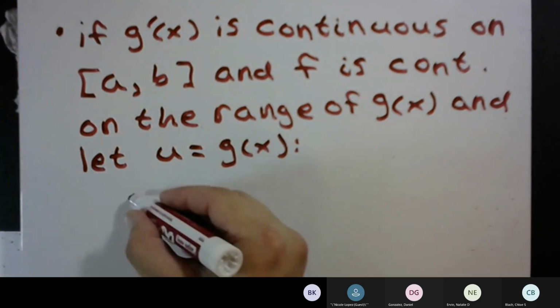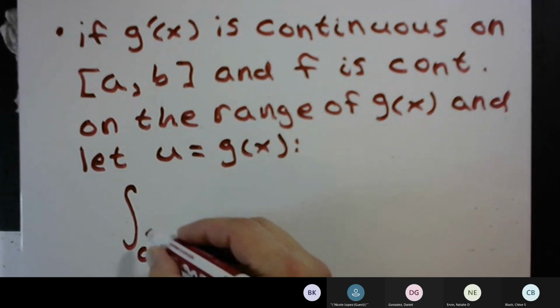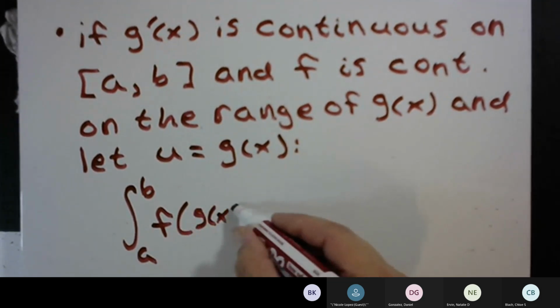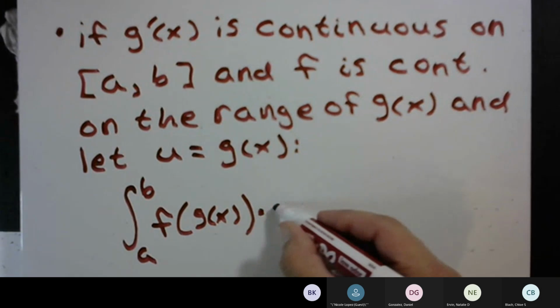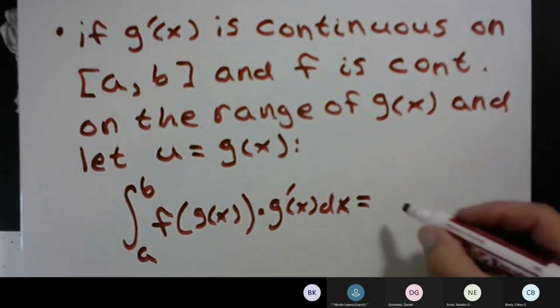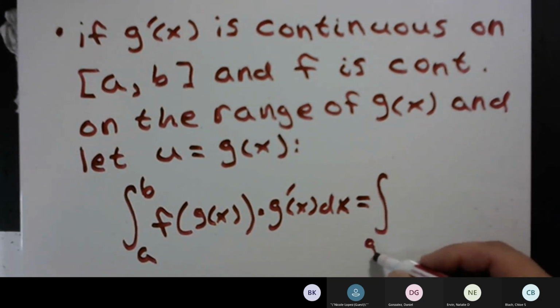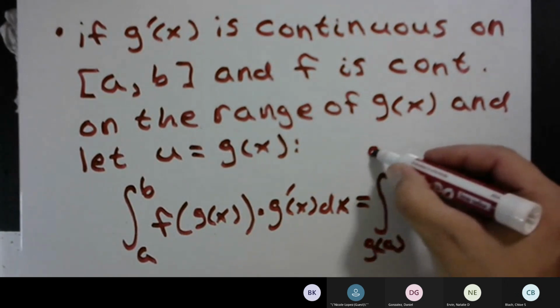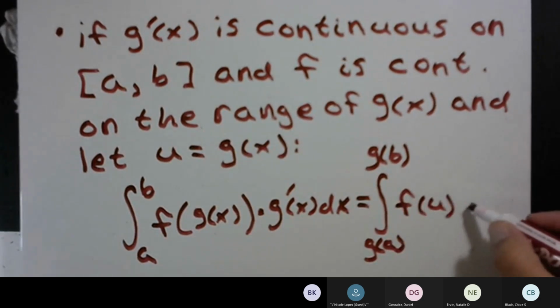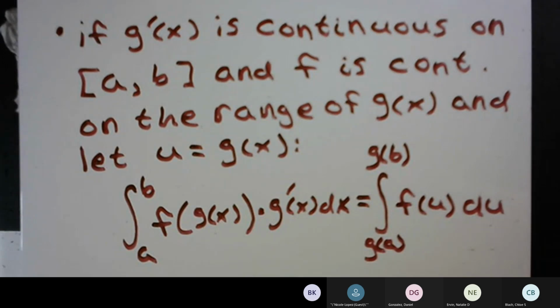And we're just going to summarize what we just did. The integral from a to b of f of g of x times g prime of x dx equals the integral from g of a to g of b of f of u du. Questions about that?